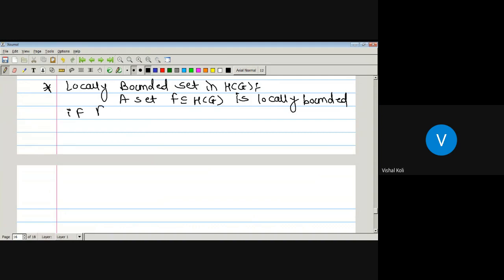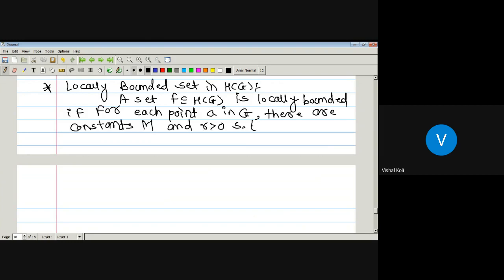if for each point a in G, there are constants capital M and small r greater than 0, such that modulus of f of z is less than or equal to M. That is, f is a bounded function for all z with modulus of z minus a less than this small r, and for f belonging to this curly F. Okay, so that will be a locally bounded set.